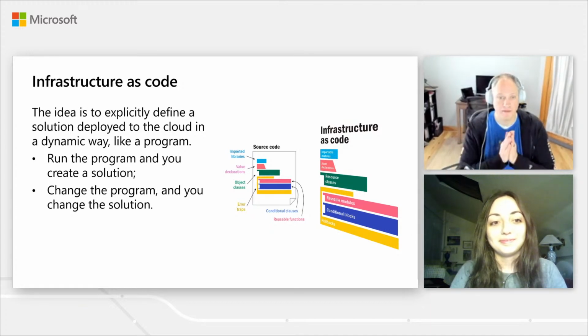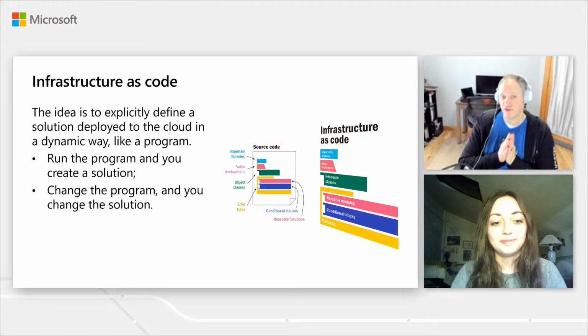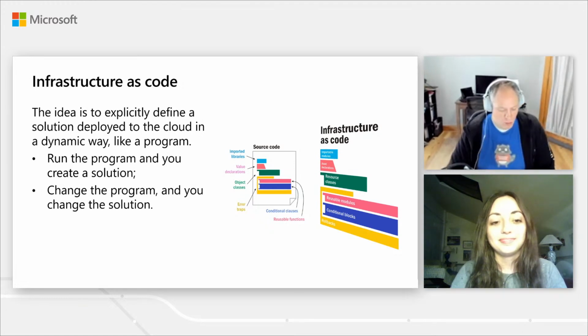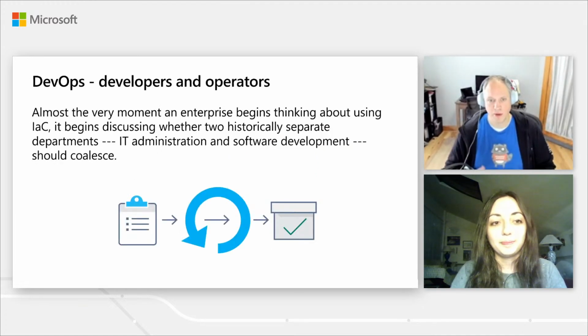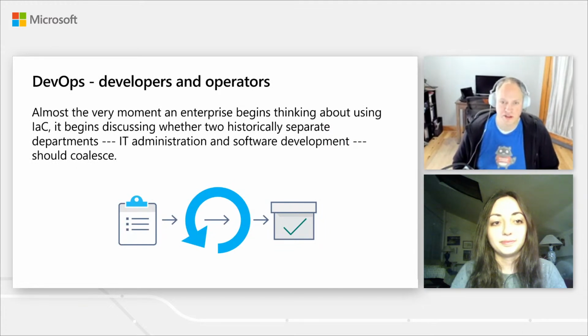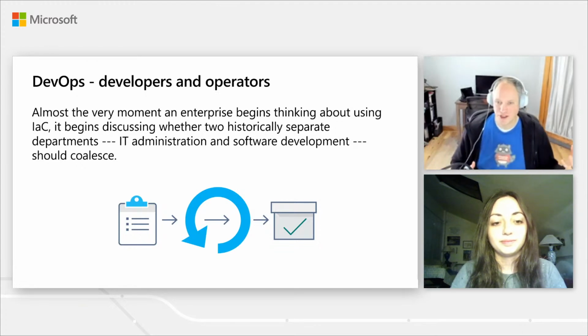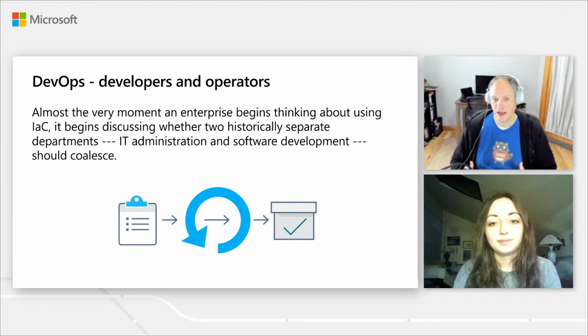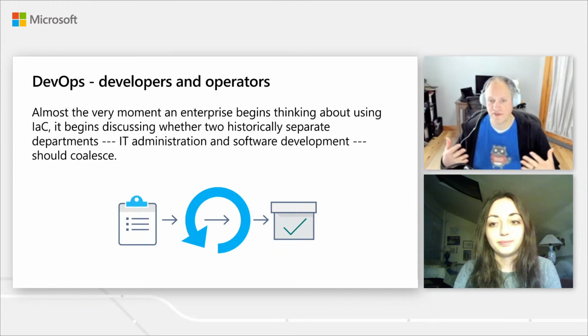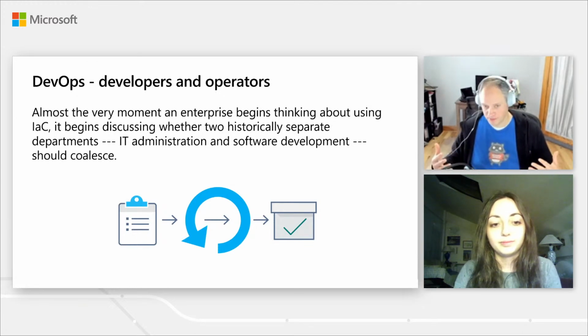So, all right. Thank you for that definition of infrastructure as code, Foteini. One of the things that we find when we start talking about infrastructure as code is we really start this discussion about these two historically separate departments, IT administration and software development, and how they should come together. The DevOps movement came into being from this idea that any plan at this level of business can't be undertaken by organizationally separate teams.